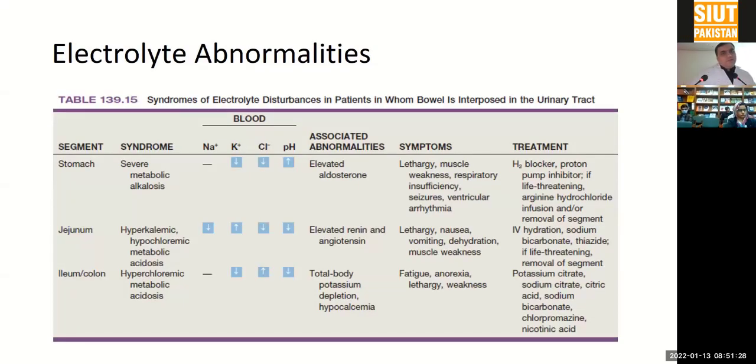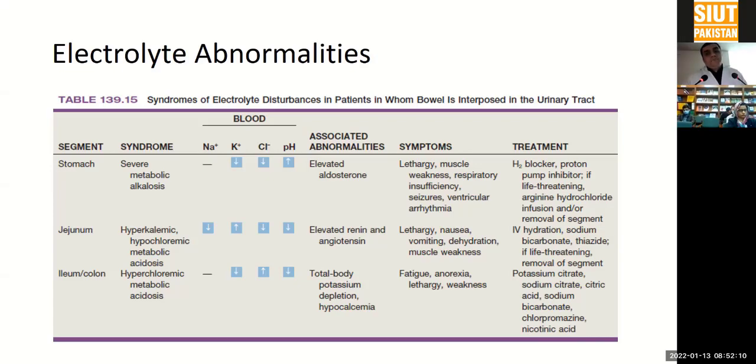This table illustrates the electrolyte imbalance regarding the segmented gut. In case of stomach, the electrolyte imbalance is metabolic alkalosis due to excessive secretion of proton by the gastric segment, and it may be severe when associated with dehydration. It causes an increase in aldosterone, which further increases the dehydration, and it also causes depletion of the potassium. So it is hypokalemic metabolic alkalosis.